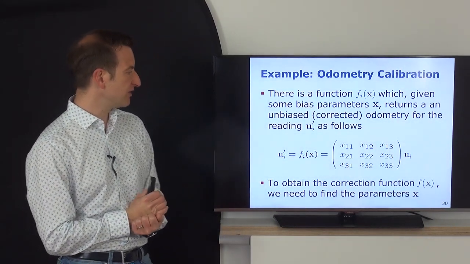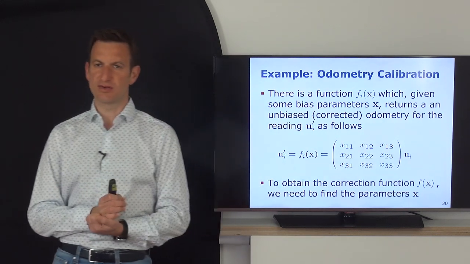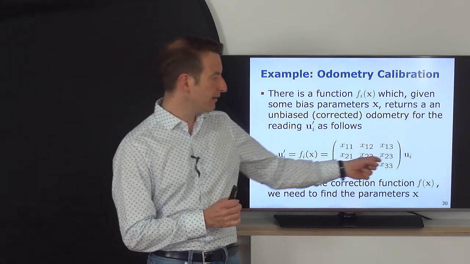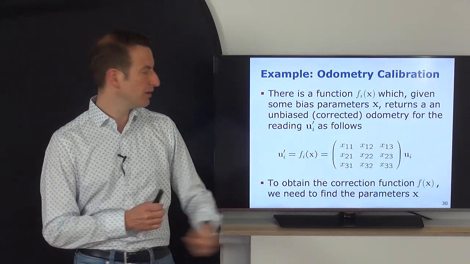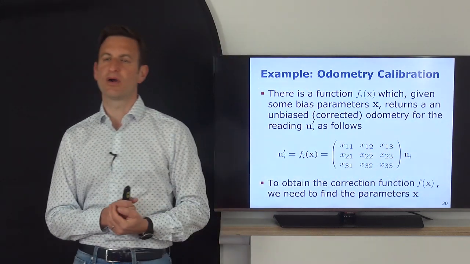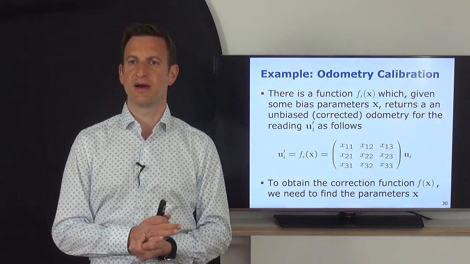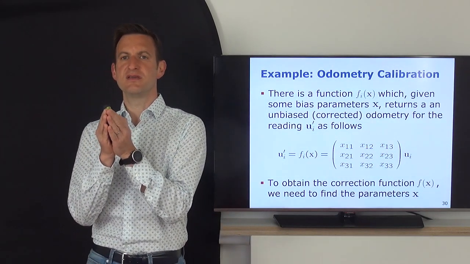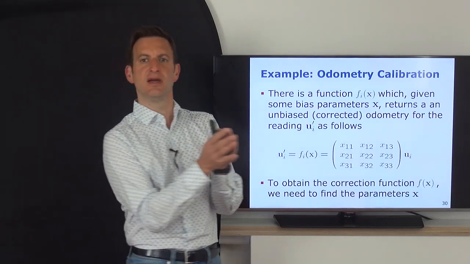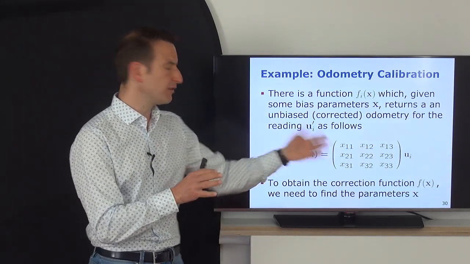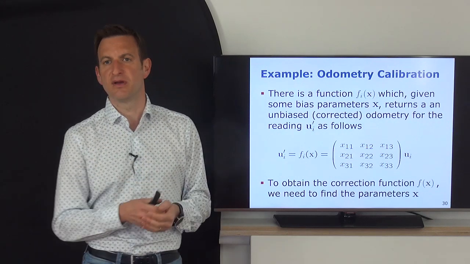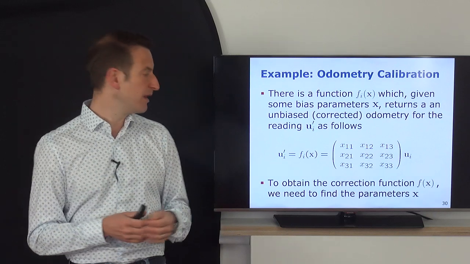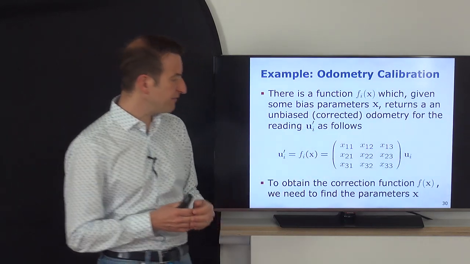Our assumption here is that we can compute a corrected odometry command, ui prime, which is just a 3x3 matrix multiplied with our obtained odometry command. So this is basically our correction function, which performs the correction and turns the uncalibrated odometry into the calibrated odometry. This is a very simple function, but it's pretty good for us to use as an example of how to use our least squares problem. So we obtain our correction function f.